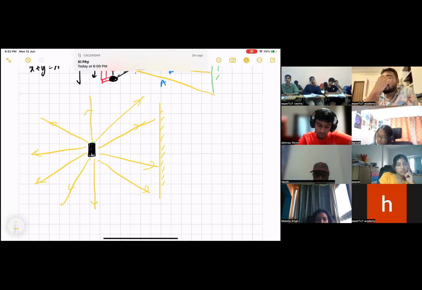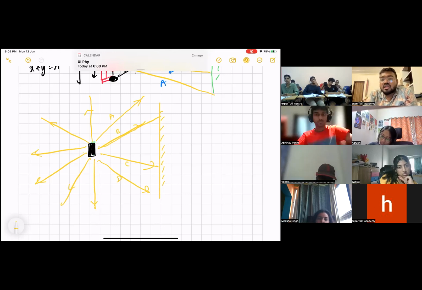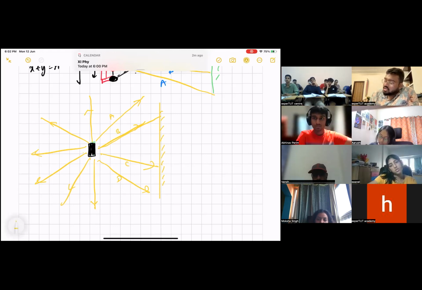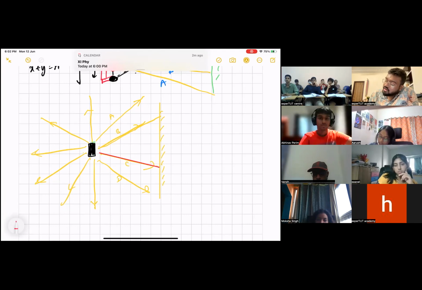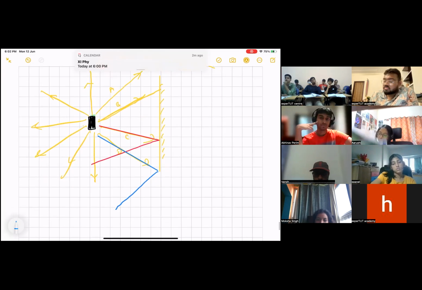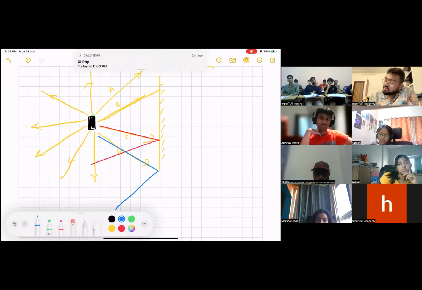Now, when you kept the mirror, what happens? Some of these light rays, for example A, B, C, D, will start deflecting. They'll start reflecting. Let's say I pick up C and D. C will be reflected like this, and D will be reflected like this. This is happening.